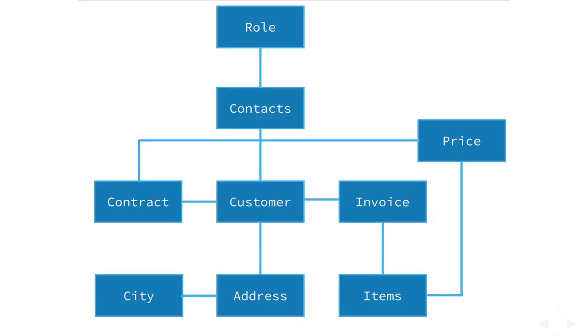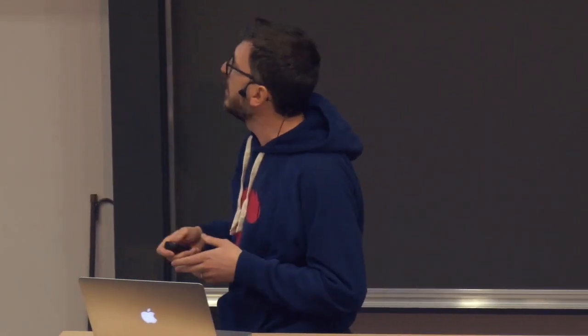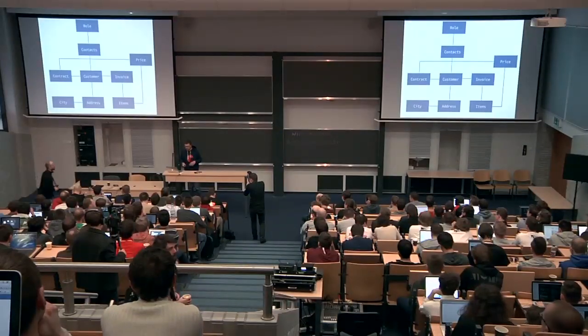After a few iterations, I had a very big domain model where all the objects were interconnected with each other. And that seemed awesome to me, because I could start from the city, and from the city I could navigate through the address to the customer and get all the contracts that were signed in a certain city. I could do a lot of things with this big graph of interconnected objects.